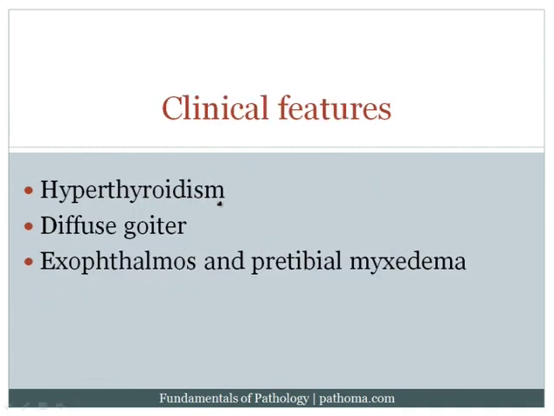Clinically, the patients are going to have hyperthyroidism. Again, you have increased production and secretion of thyroid hormone. They get a diffuse goiter. As this antibody is stimulating the TSH receptor, that's going to cause massive hyperplasia and hypertrophy of the thyroid diffusely, resulting in a diffusely enlarged thyroid, and the word goiter refers to an enlarged thyroid.